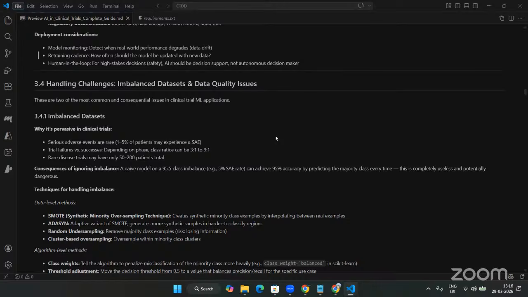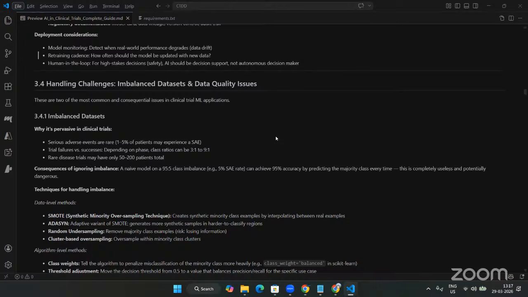So why is it pervasive in clinical trials? Serious adverse events are rare. 1 to 5% of patients may experience serious adverse events. For trial failures versus successes, depending on phase, class ratios can be 3 to 1 to 9 to 1. Rare disease trials may have only 50 to 200 patients total. So you can see why imbalanced data is getting generated.